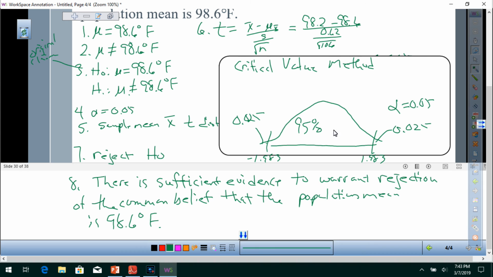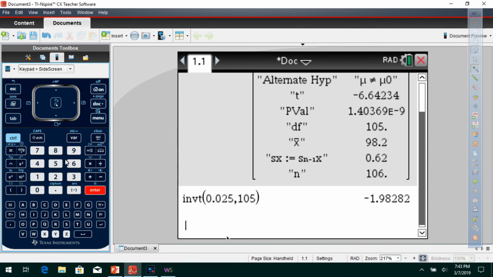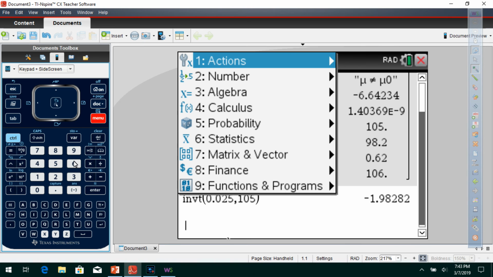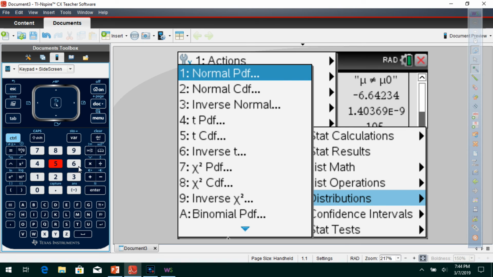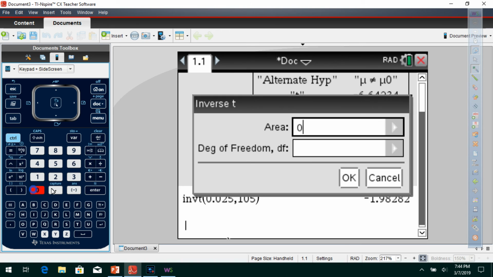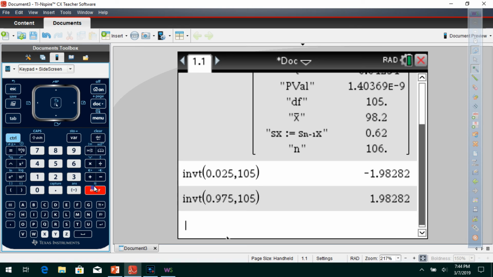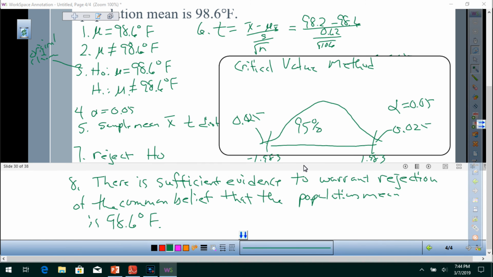But if you like, we can test it. All right, 95 plus 0.025 is going to be 0.975. So let's see here. Menu 6, 5, and then 6. Area 0.975. Our degrees of freedom is 105. And we got 1 point. There we go. Okay, so, oops. One of those two there.